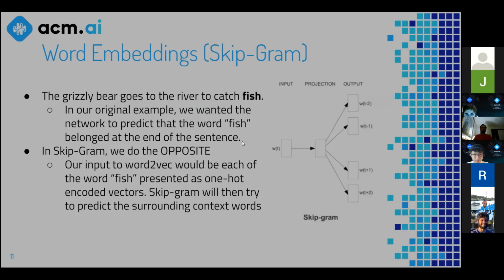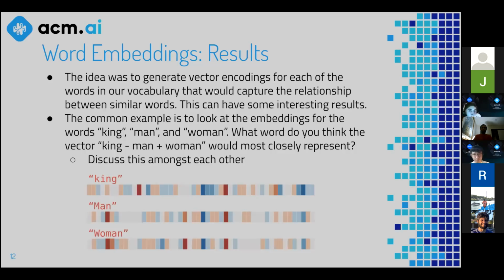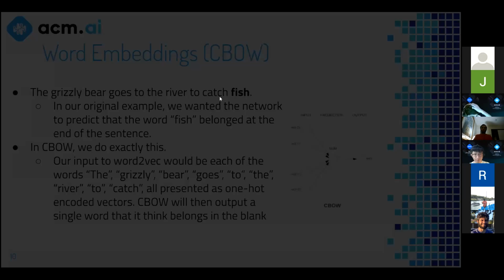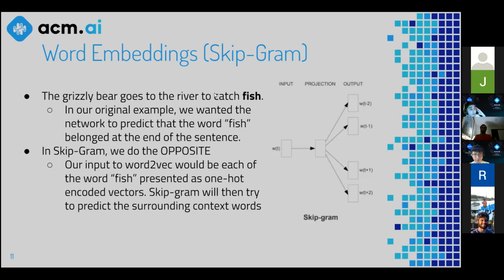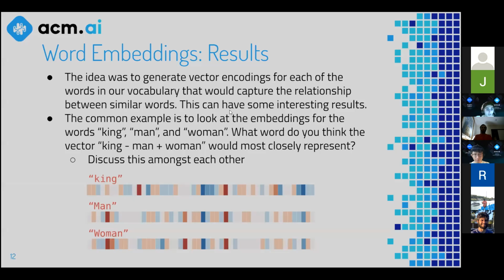Yeah. So that's skipgram and CBOW. I hope you understand the point of those two. Now let's look at this slide. Let's remember that the idea was to generate those vector encodings so we can capture the relationships between similar words.